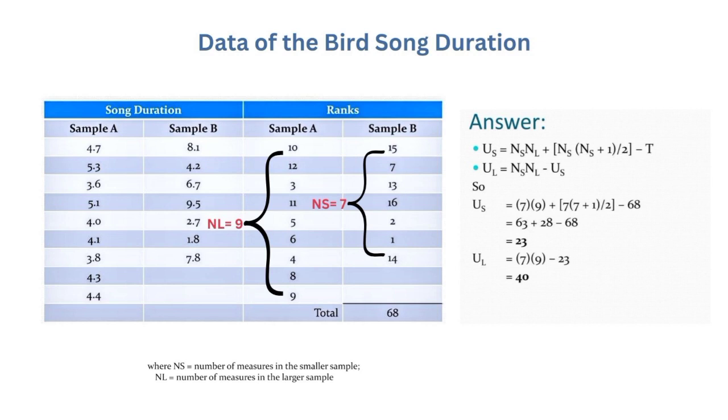Again, n sub s is equal to the number of measures in the smaller sample and n sub l is equal to the number of measures in the larger sample. So substituting the values into the formula for u sub s, we have 7 times 9 plus the quantity of 7 times 7 plus 1 divided by 2, minus 68. By simplifying, we get 63 plus 28 minus 68, with the difference of 23. Now for the u sub l, we have 7 times 9 minus 23, which is 40.